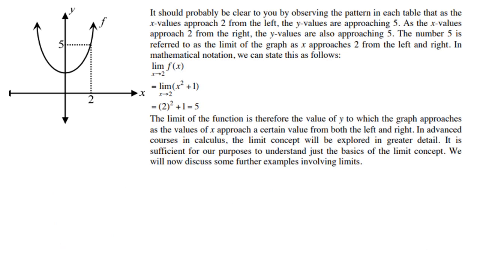It should probably be clear to you by observing the pattern in each table that as the x value approaches 2 from the left, the y values are approaching 5. As the x values approach 2 from the right, the y values are also approaching 5. So the number 5 is referred to as the limit of the function, because they both approach it. So when you approach from the left or from the right, it will never exceed 5. So 5 will then be the limit.